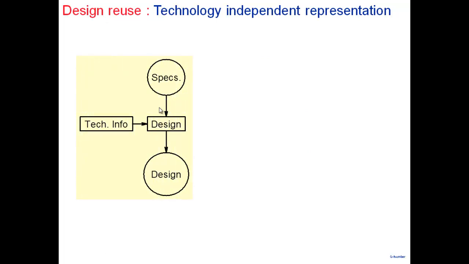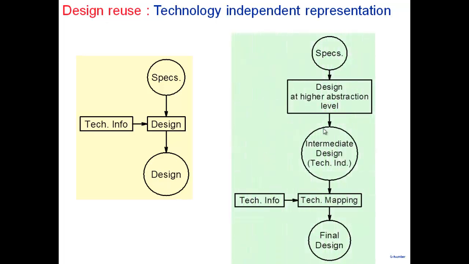In one case, you have specs and you do a design, and design, of course, takes technology information, and you get, let's say, the final layout, which you can send to the foundry. That's one way of doing the design. The other way of doing the design is this. You take specs and you do design at a higher abstraction level and you get a technology independent design. And then you add technology information and you get the final design. So you've broken the design into two steps here. One is a technology independent design step, and another is where you add the technology information.